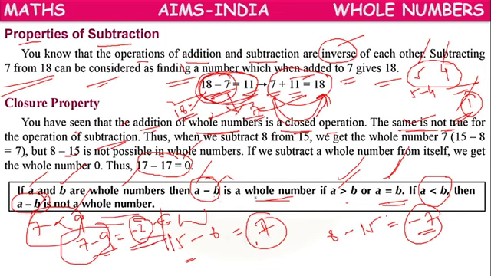So the difference of two whole numbers is not always a whole number. So whole numbers won't obey the closure property under subtraction. The difference of two whole numbers may or may not be a whole number. So that's why the closure property is not applicable for subtraction.